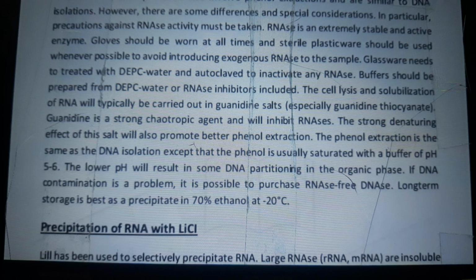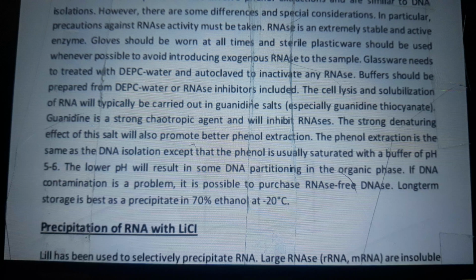Isolation of RNA. Most RNA isolation protocols also involve phenol extraction and are similar to DNA isolations. However, there are some differences and special considerations. In particular, precautions against RNase activity must be taken. RNase is an extremely stable and active enzyme.